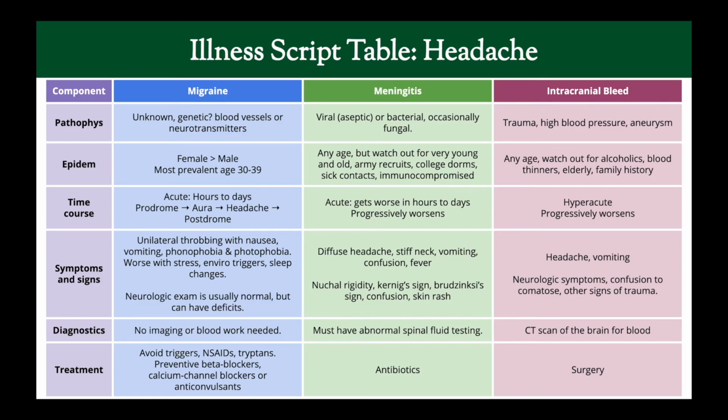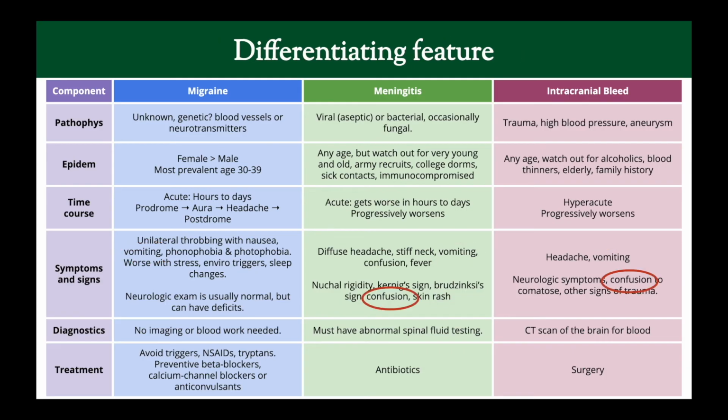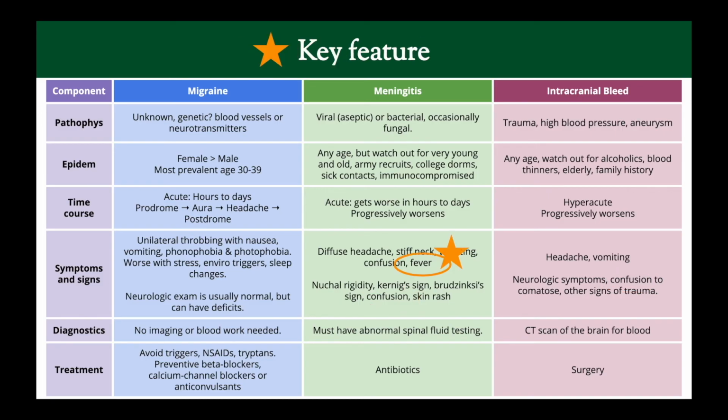Let's take a look at our illness script table and go through those things again, right? So here we have vomiting that is present in all three diagnoses. That doesn't help us differentiate what our patient has. So this is a non-differentiating feature. A differentiating feature here was confusion. It's present in two of the diagnoses, but not that third one. So it helps us increase the probability of those two and decrease the probability that our patient has that third one. A key feature is present in only one, in this case fever, for meningitis. So meningitis becomes more likely in our patient if the patient has fever.